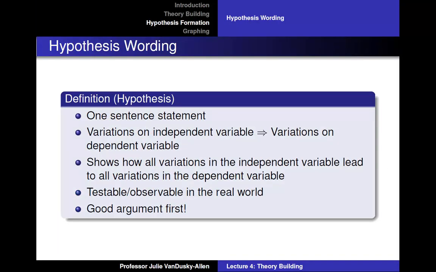Next, recall that the third step in the scientific process is to derive hypotheses from our models. Recall that a hypothesis is a one-sentence statement we derive from our model. It tells us how variations in our independent variable lead to variations in our dependent variable. Note that it shows how all the possible variations in the independent variable lead to all the possible variations in the dependent variable. This hypothesis should be testable or observable in the real world, meaning that we should be able to collect data to determine if the hypothesis correctly identifies the relationship between our independent and dependent variable in the real world. After you write your model, if you cannot write a hypothesis based on the model, it probably means you need to rewrite your model.